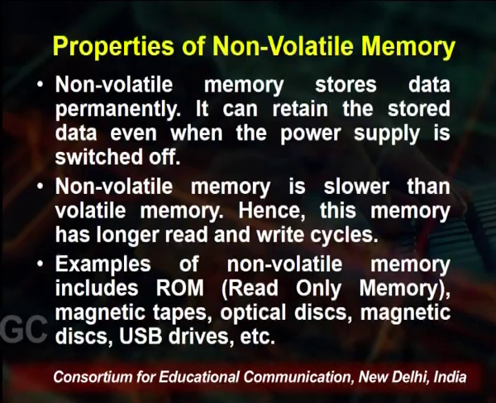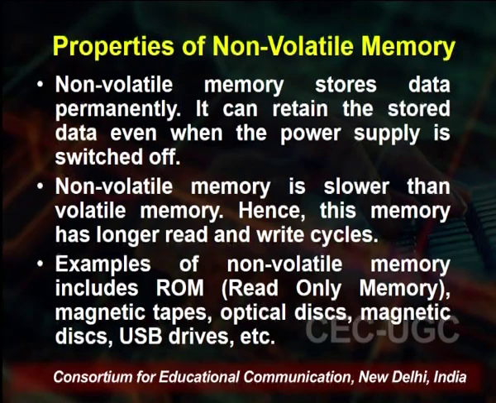It means it is used for long-time storage of digital data, that is non-volatile memory. What are the properties of non-volatile memory? This non-volatile memory stores data permanently first, and it can retain the stored data even when the supply is switched off. Non-volatile memory is slower than volatile memory. Hence, this memory has a longer read and write cycle.